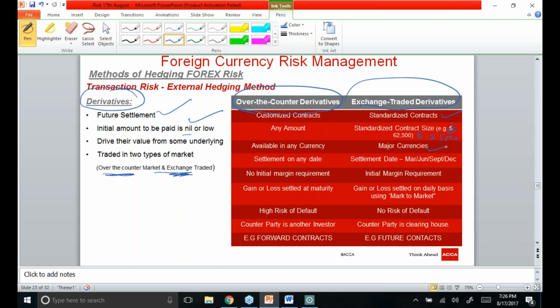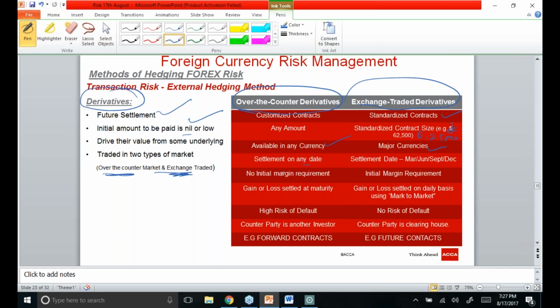Exchange-traded derivatives are available in major currencies like pound, euro, Japanese yen, Australian dollar, New Zealand dollar, Canadian dollar, US dollar. Over-the-counter derivatives are available in any currency, because it's a private contract. And whenever 2 private institutions are in a contract, they can do their contract in any currency. Exchange-traded derivative has a famous settlement date: March, June, September, December, inspired from the ACCA examination dates. Over-the-counter derivatives can be settled on any date.